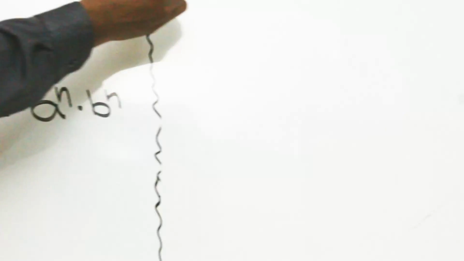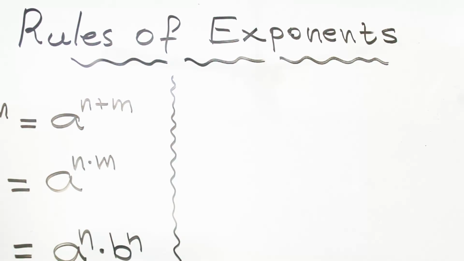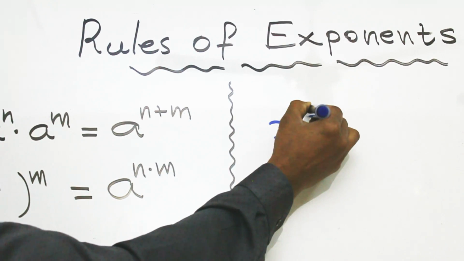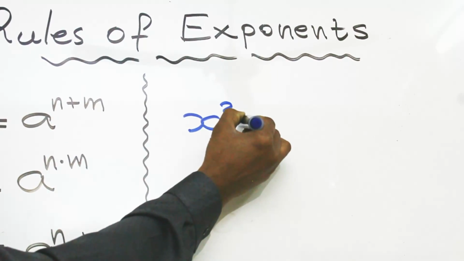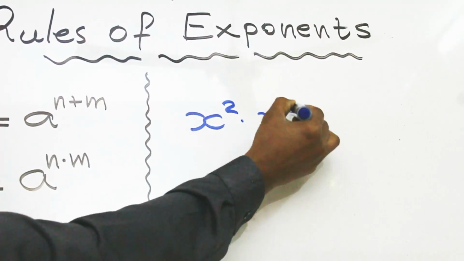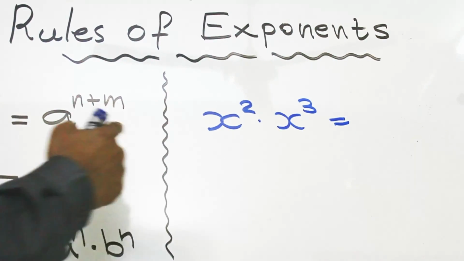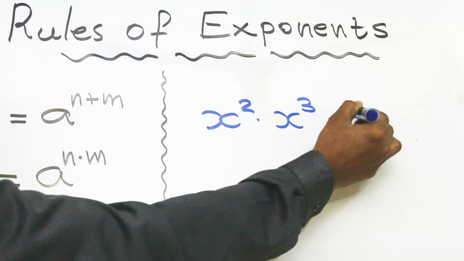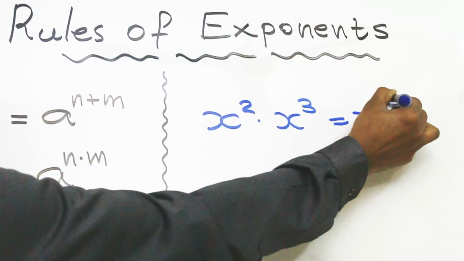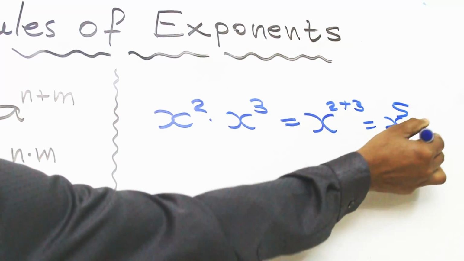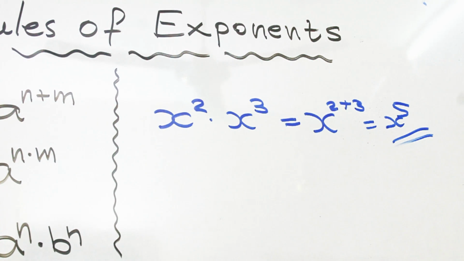So for this example, x power 2 multiplied by x power 3 is equal to, according to the rule, x power 2 plus 3, equal to x power 5. We are adding the powers according to rule number one of exponents.